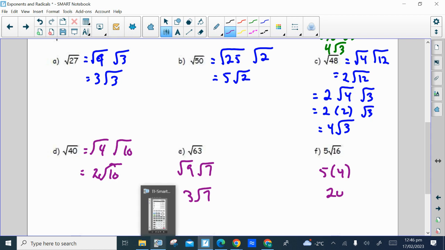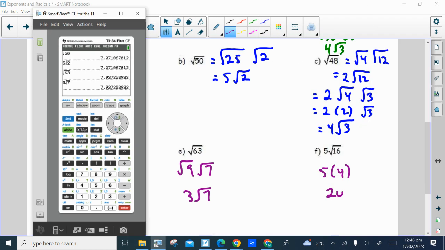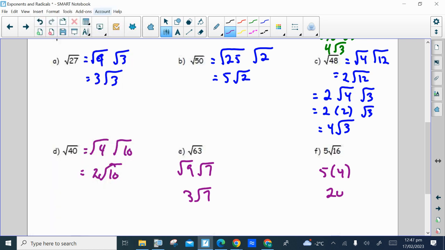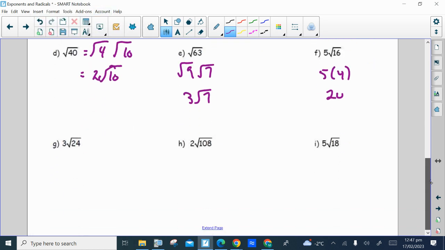But you could still check it on your calculator. If you go 5 root 16 on your calculator, it should spit out 20, and it does. So the answer we got at the end is equivalent to what we started with. It works. So again, these last 3, yes, sir.